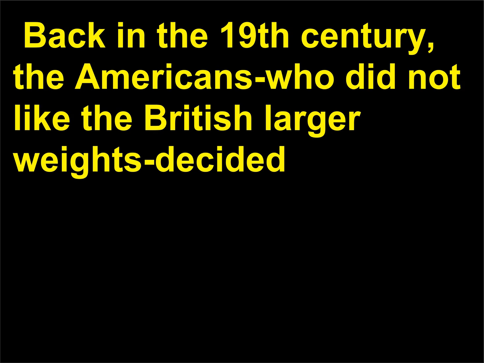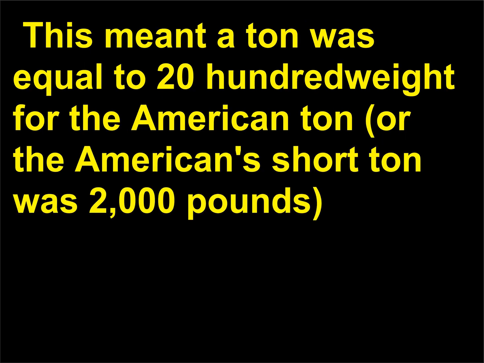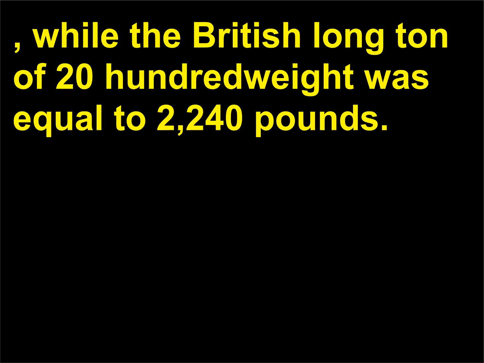Back in the 19th century, the Americans who did not like the British larger weights decided that a hundredweight would equal 100 pounds; the British hundredweight was 112. This meant a ton was equal to 20 hundredweight for the American ton, or the Americans' short ton was 2,000 pounds. While the British long ton of 20 hundredweight was equal to 2,240 pounds.